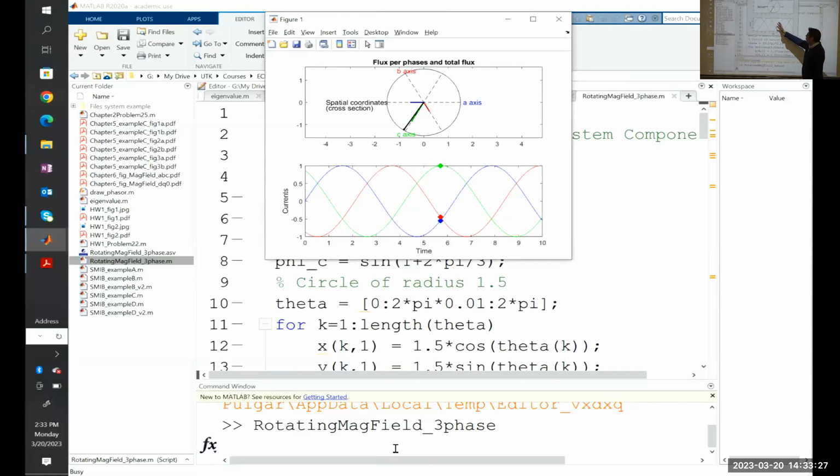Okay, so what is going to be the difference now when we use the DQ transformation? How can we obtain the resulting magnetic flux in the machine using this DQ transformation? And that's what is coming next.